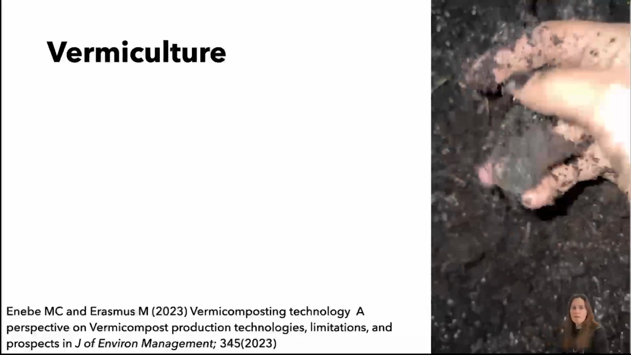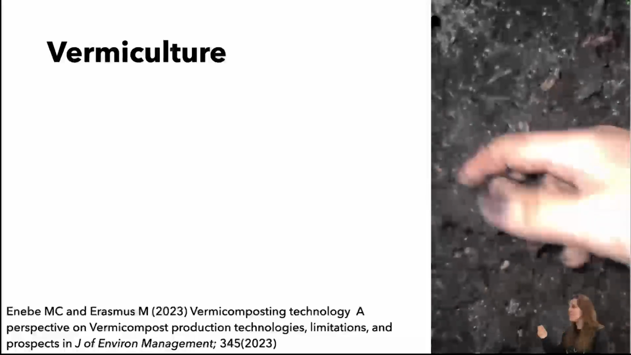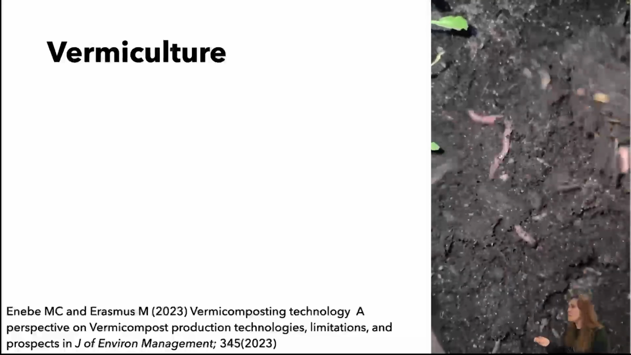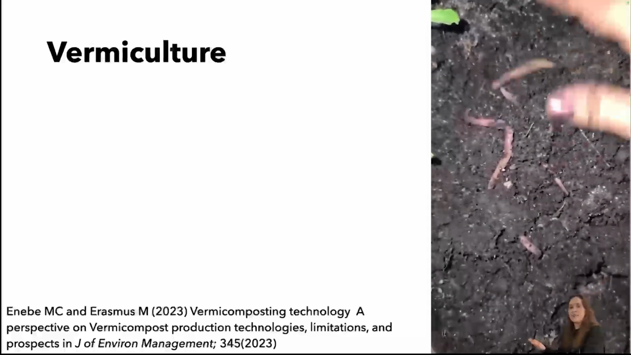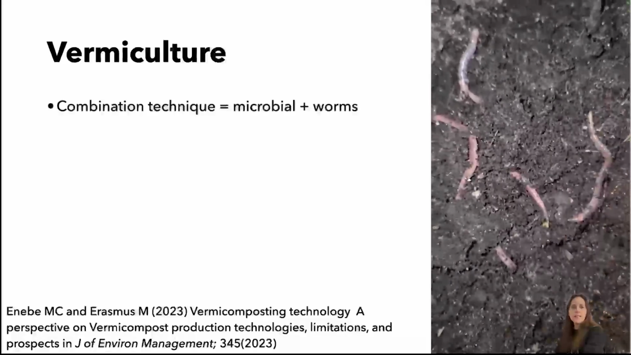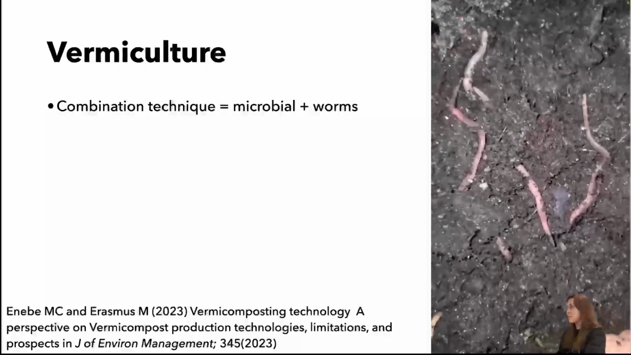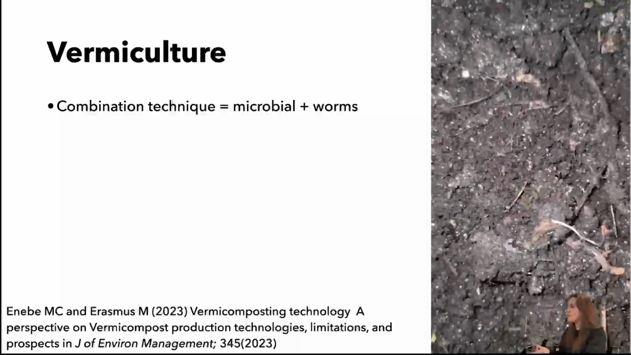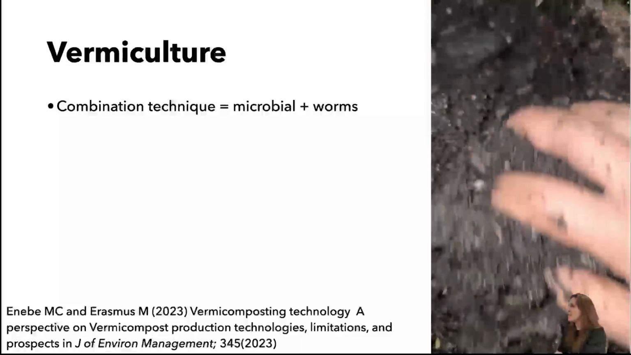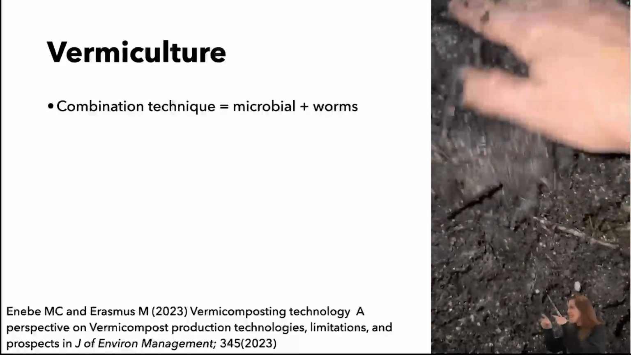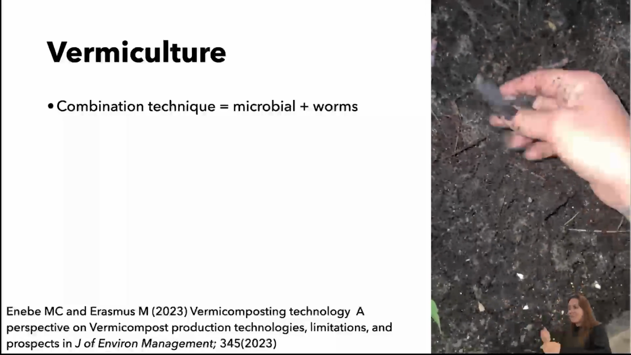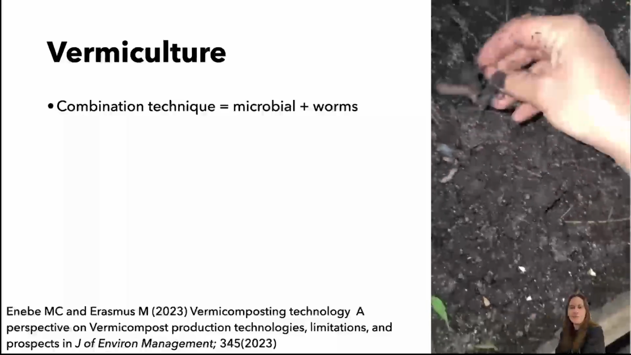Here I am squishing the composted material. It's just really sponge-like, which is the ideal for vermiculture. And so vermiculture is a combination technique. It is still microbial driven, but the worms are doing the job of the aeration. They're the ones making the little tunnels and keeping everything nice and light and fluffy.